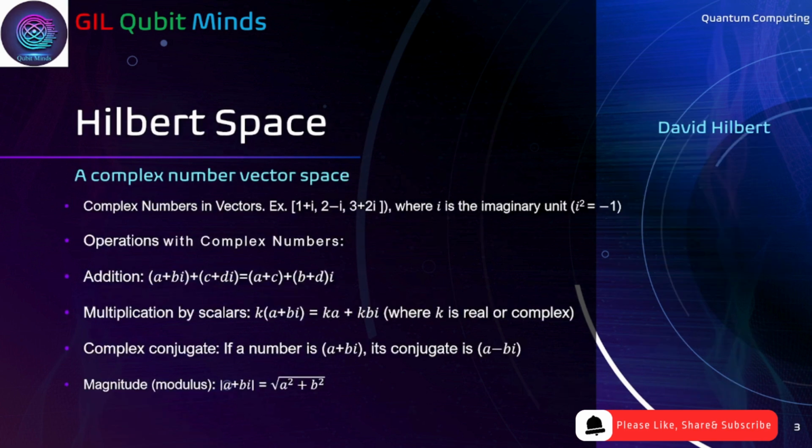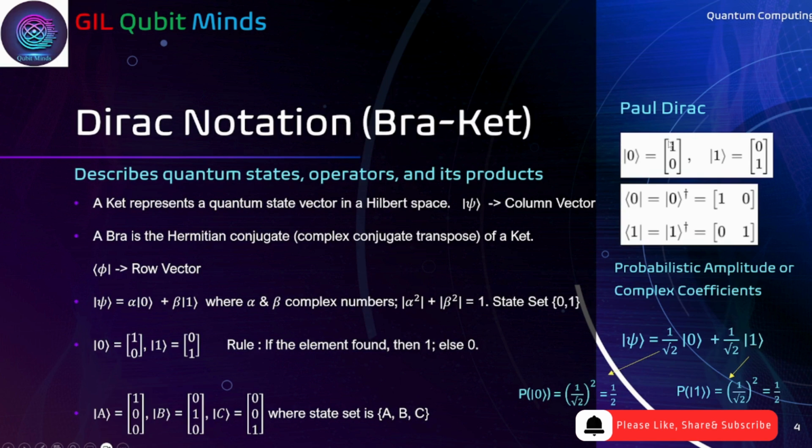Now we will first understand the Hilbert space. We already know what a vector is. In physics, a vector has a magnitude and direction. Here in quantum computing we are using this vector as a column vector, and this is a row vector.